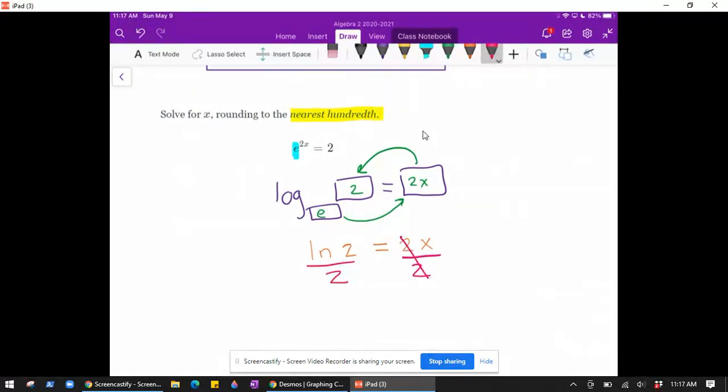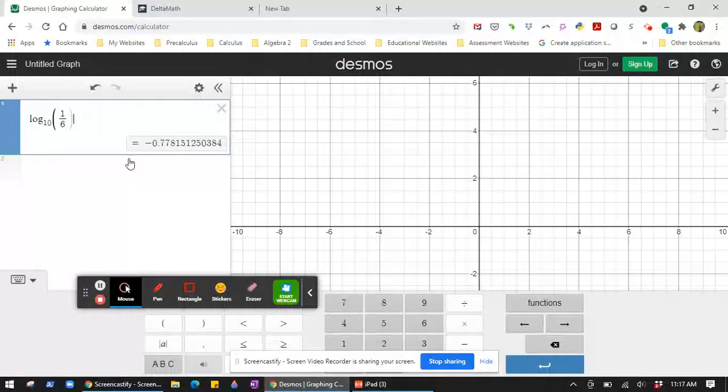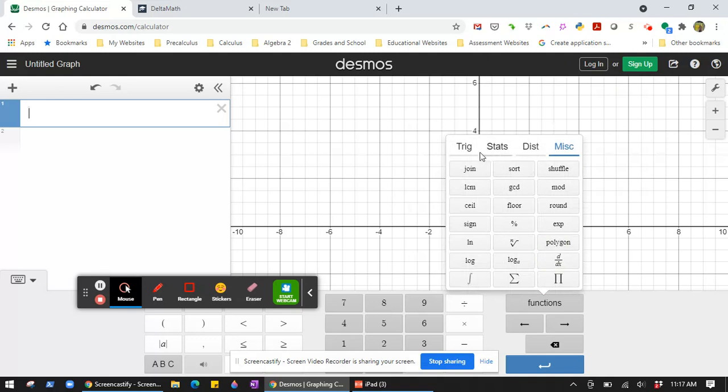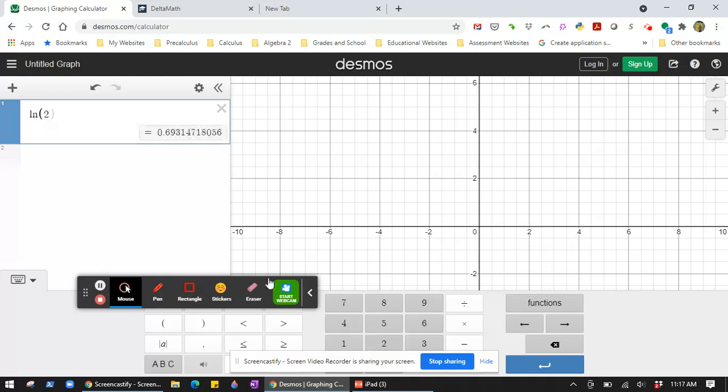And I go punch this into the calculator. So ln of 2 divided by 2. Maybe I'll just use the keyboard for this one. Again, if you had functions, go over to ln here. ln 2. Make sure you get out of the parentheses to perform dividing by 2. And this is what we want. So 0.34657. I'll write all that out.